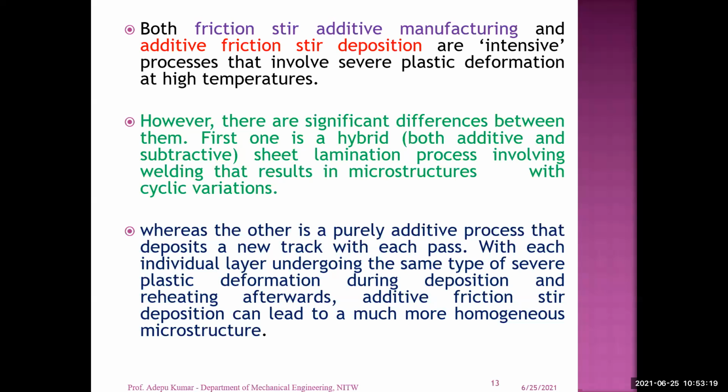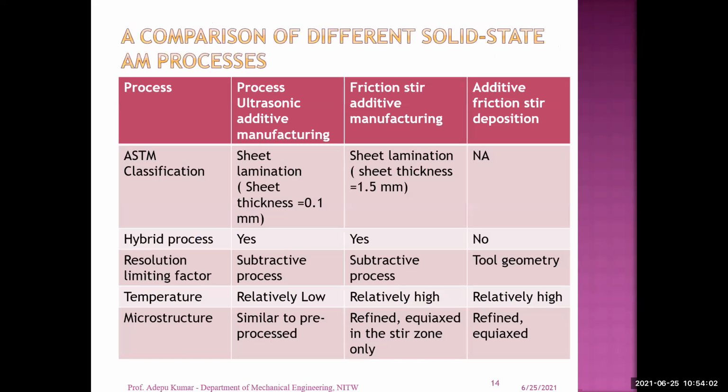However, there are only small differences between these two processes, friction stir additive manufacturing and additive friction deposition. The other is a purely additive process that deposits a new track with each pass, with each individual layer undergoing the same type of severe plastic deformation during deposition, and reheating afterwards. Friction stir additive manufacturing comes under the sheet lamination process, whereas friction deposition comes under deposition layer by layer. So when you look at the comparison between the three solid state processes, ultrasonic additive manufacturing, friction stir additive manufacturing, and additive friction deposition.